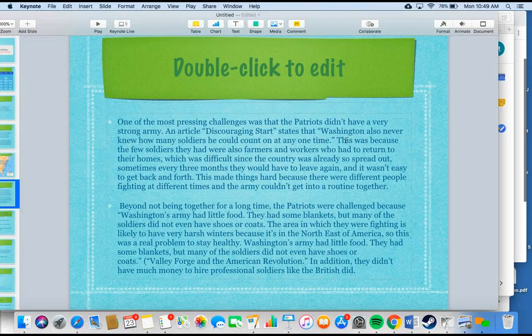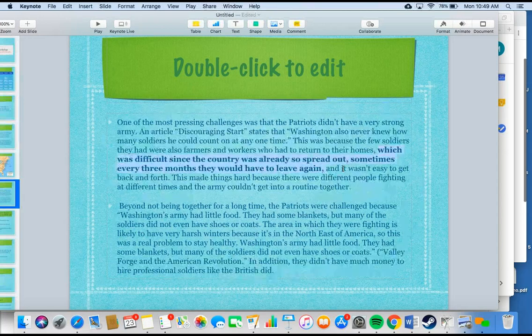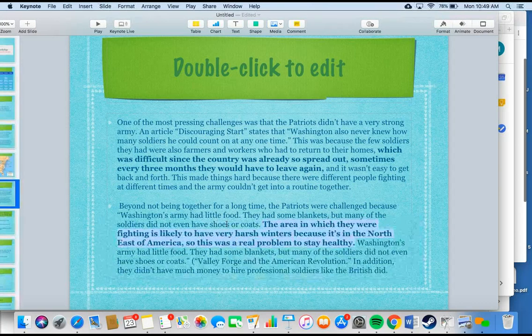So you may have noticed that it was difficult because the country was so spread out. That's something that I've added to show how geography impacted things. And in the second part, I've added the area in which they were fighting is likely to have had very harsh winters because it's in the northeast of America. So this was a real problem to stay healthy. And I've added that after the comments about shoes or coats. So this has made my essay even stronger.